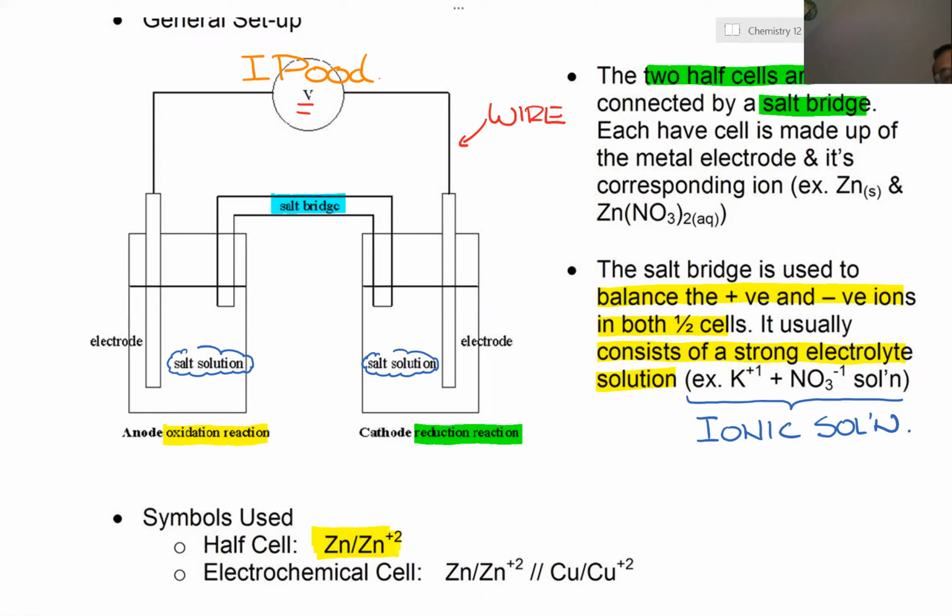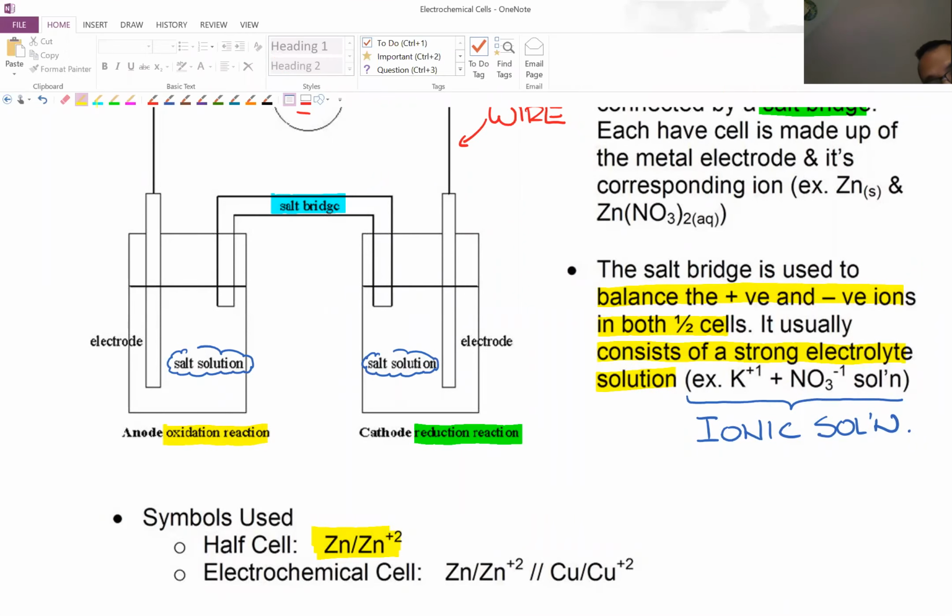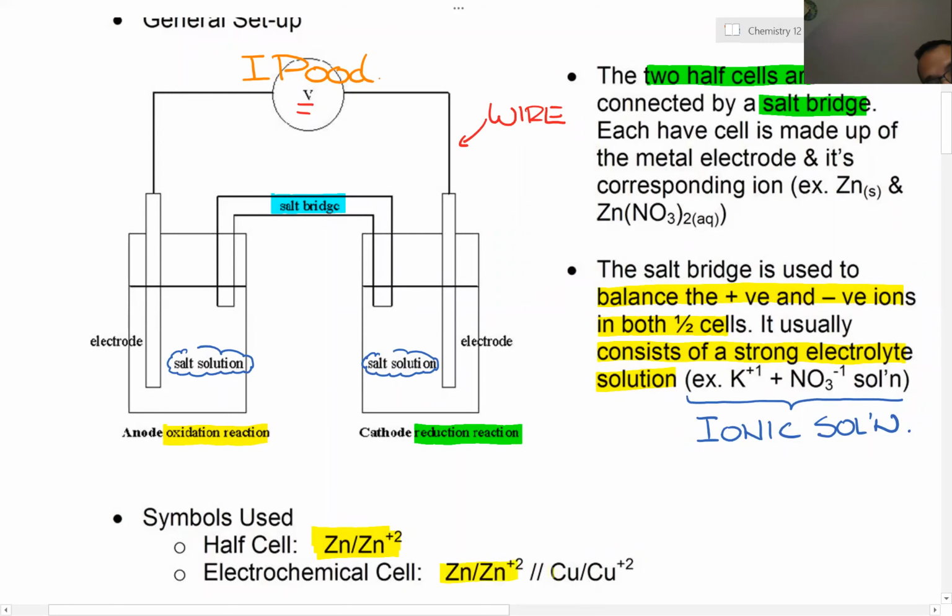Now, for an electrochemical cell, I have my 2 half cells that I have here. And what we have is this double line, which is here. Okay, so that represents these 2 half cells, the zinc, zinc 2 plus, and copper, copper 2 plus. They're connected in an electrochemical cell.